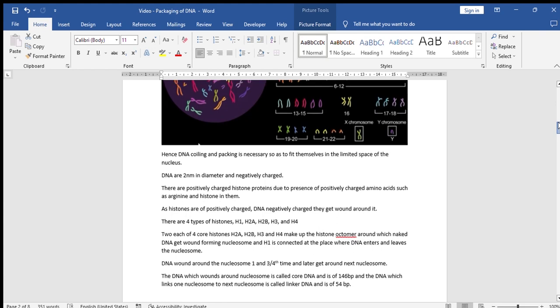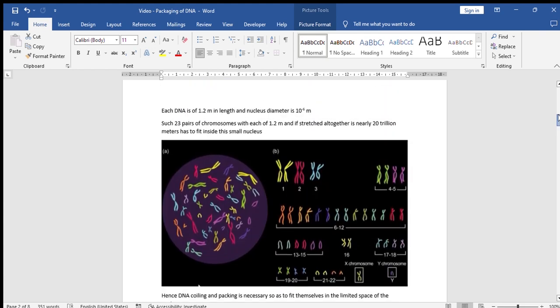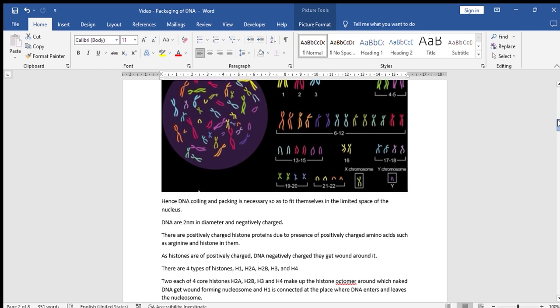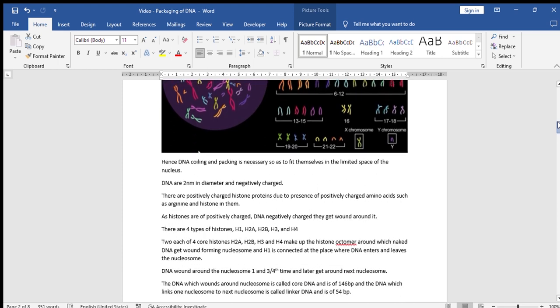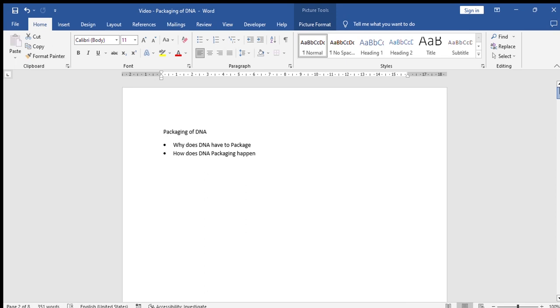So we'll have to show the DNA is this much of diameter, there are 23 base pairs, so nearly 20 trillion meters has to fit inside this small nucleus. So the only thing that can happen is coiling around itself, making a complex structure called chromosomes, which can fit inside the 10 raised to minus 6 meters nucleus. So this answers the question of why.